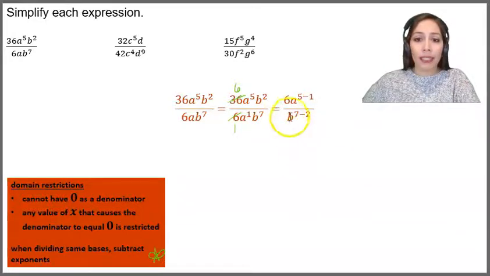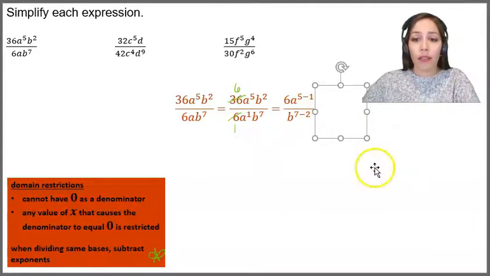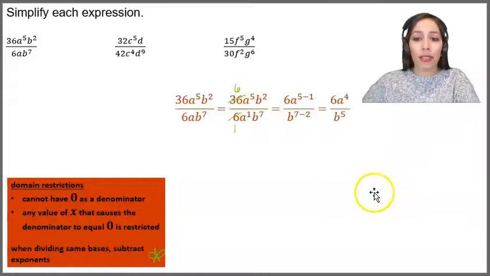So we have here 6 over 1, and then we have our a, 5 minus 1, over our b, 7 minus 2. So we just took that same base and subtracted the exponents from each other, and we keep the base wherever the bigger number was. Then from here, we can go ahead and reduce this to 6a to the 4th over b to the 5th.